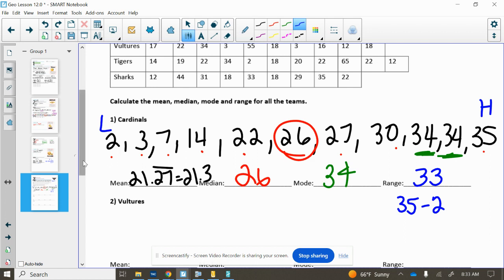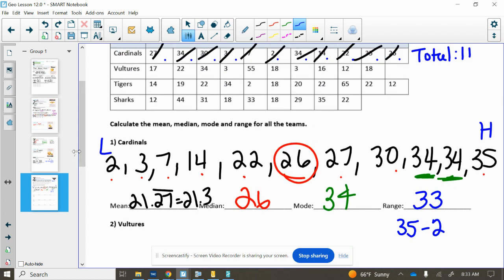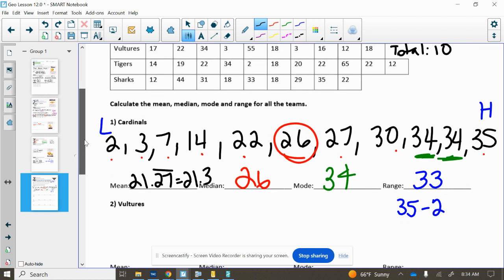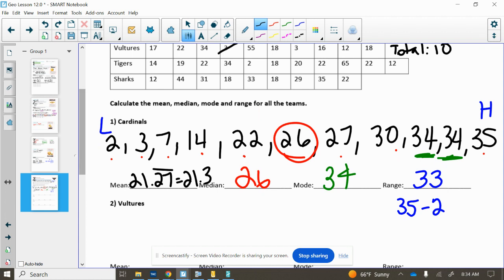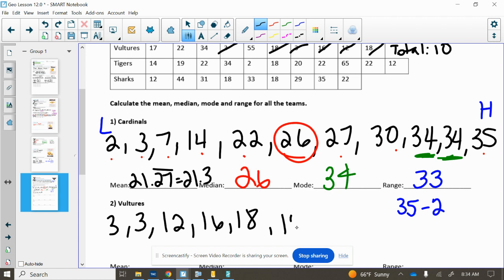If we do that one more time then for the Vultures, notice this time there is only a total of 10 scores that we are adding up. And if we list the Vultures' scores in order, we have 3 and 3, and then we have 12, 16, 18. And then notice there's actually a second 18. Oops, forgot 17. 17, 18, 18, 22, 34, and 55.